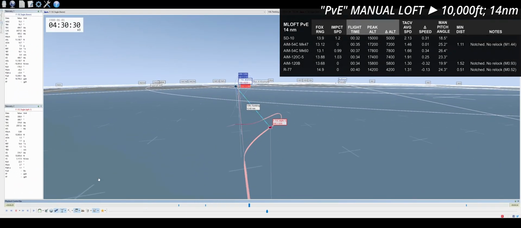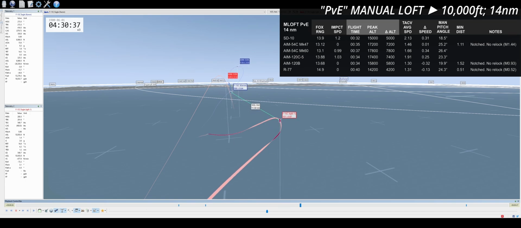Besides the old doubts about notching in DCS, it is remarkable how manual lofting allows every missile to potentially have enough energy to connect to a maneuvering target, except for the R-77, which struggles at these ranges.